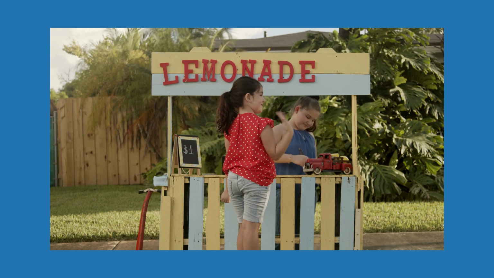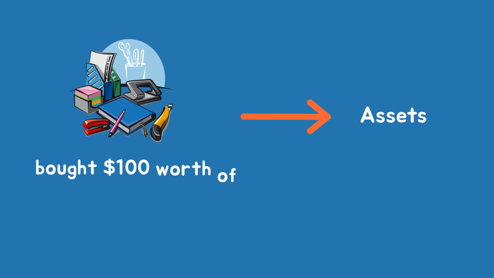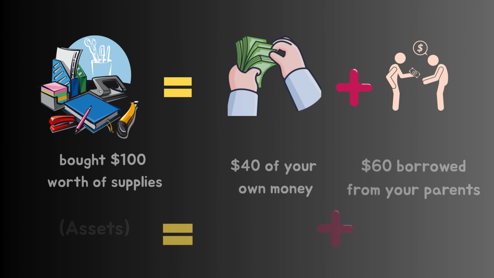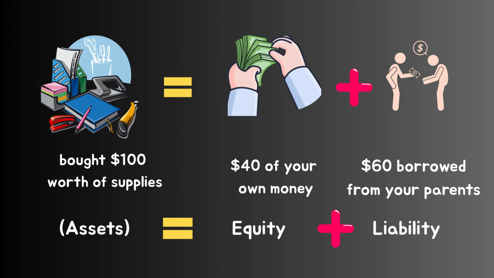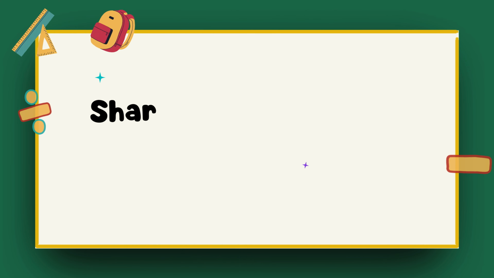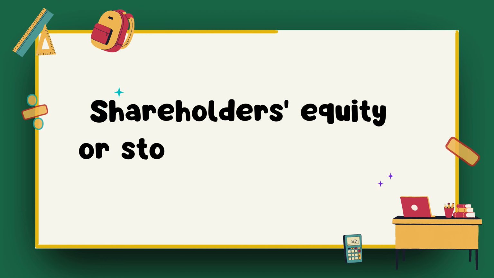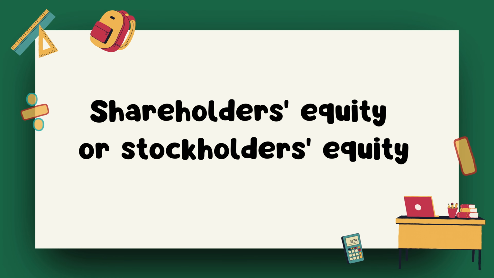Let's go back to our lemonade stand. If you bought $100 worth of supplies, an asset, using $40 of your own money and $60 borrowed from your parents, a liability, your equity in the lemonade stand is $40. It's your ownership stake. For corporations, equity is often referred to as shareholders' equity or stockholders' equity.